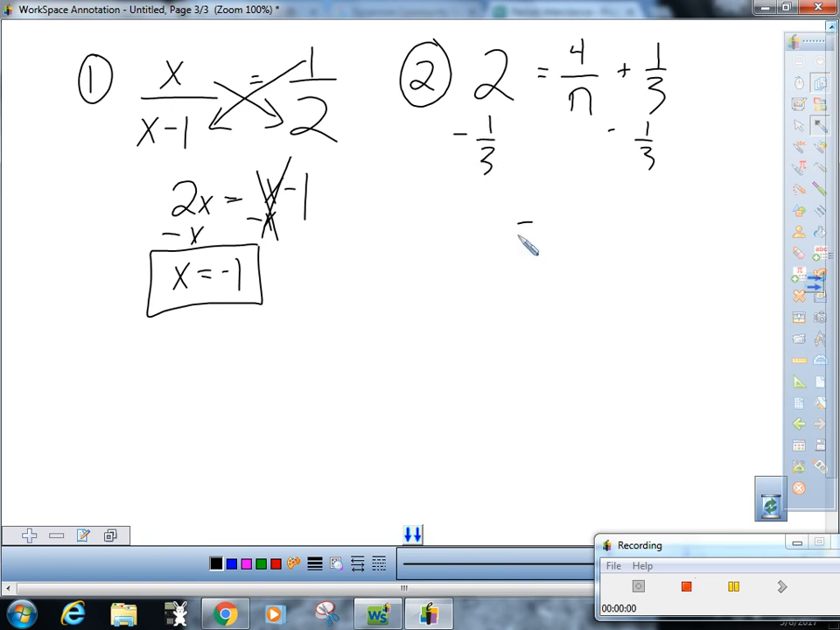Over here, that leaves you, these are gone. 4 over n equals, what is 2 minus 1/3 as a fraction? 5/3. Very good, Alex. 2 would be 6/3. 6/3 minus 1/3 is 5/3. Now that's why we did last section before we did this section. Although now, if you just have to put that in your calculator, you have to put that in your calculator. Okay, now we're ready to cross multiply.